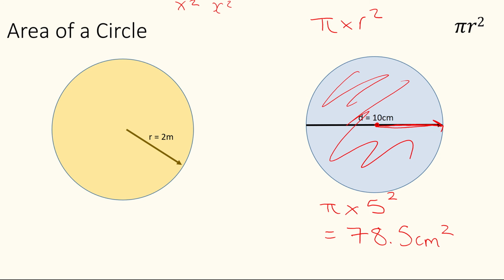Let's try another one. So pi r squared. So pi times, what's the radius? Well, this time we do have the radius, and it's only 2. 2 squared, which, 2 times 2 is 4, so that's not too bad, is it? So that gives us 12.6 meters squared. Let's move on.